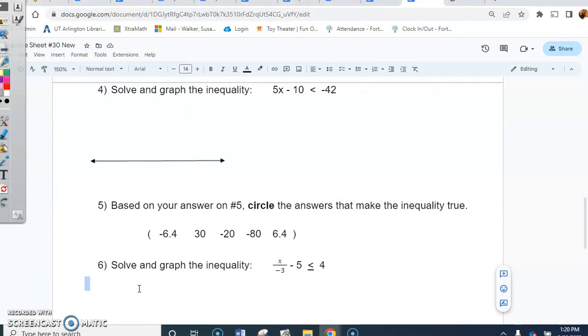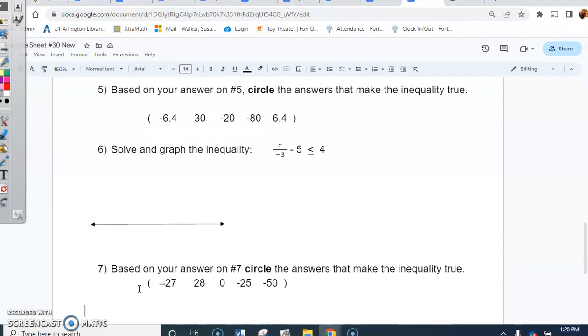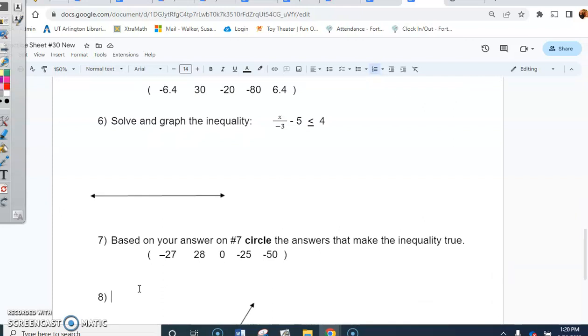Number 6. Solve and graph the inequality. Okay, first step. Will I flip my symbol? And the answer is yes, I will, because I'm going to have to multiply by -3. So when I multiply by -3, that is going to flip my symbol. Please take care of that first.